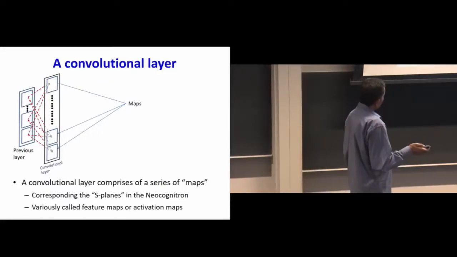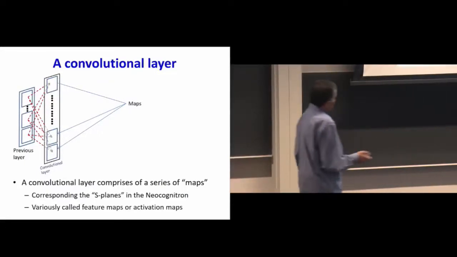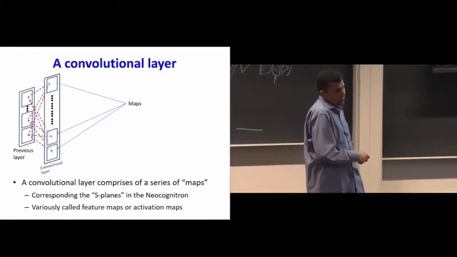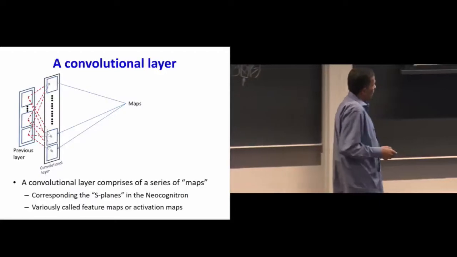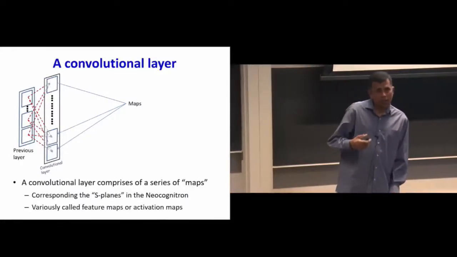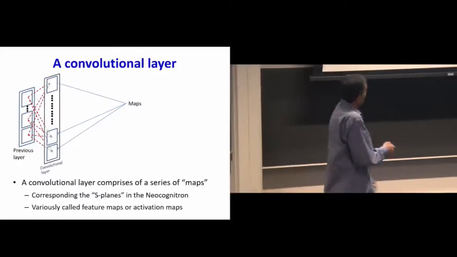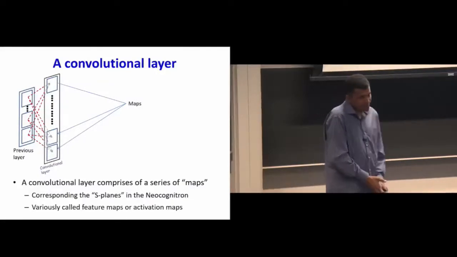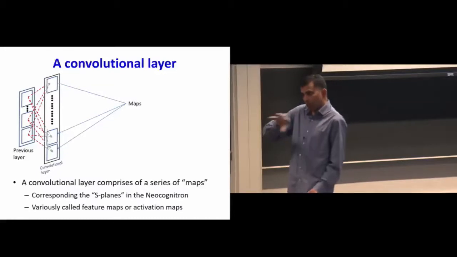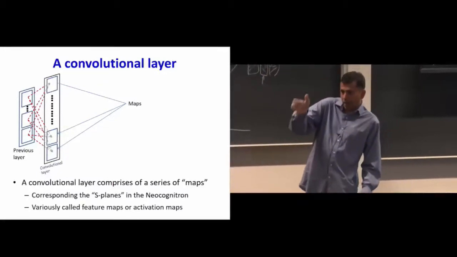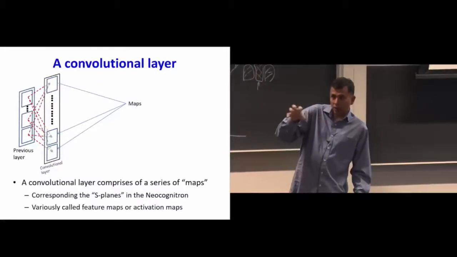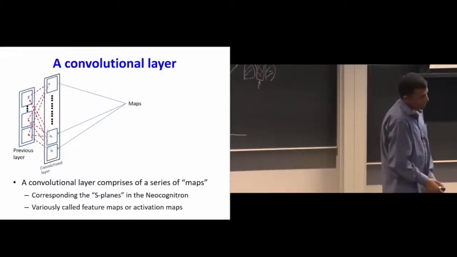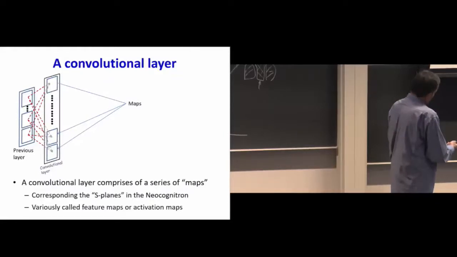Again, the convolutional layer, that's exactly this. The convolutional layer comprises a series of maps corresponding to S planes in the Cognitron. They're variously called feature maps or activation maps. What you're really getting is you're scanning the input for some pattern, and you get a map. The pattern that you're scanning for is the feature, and the corresponding output is a feature map or an activation map. You'd have several of these.